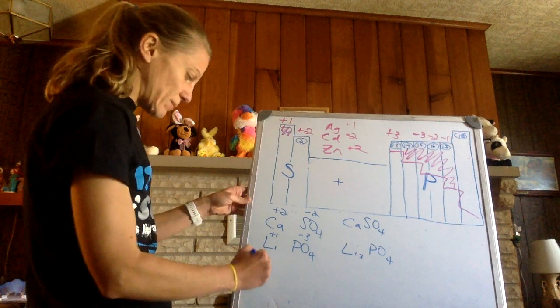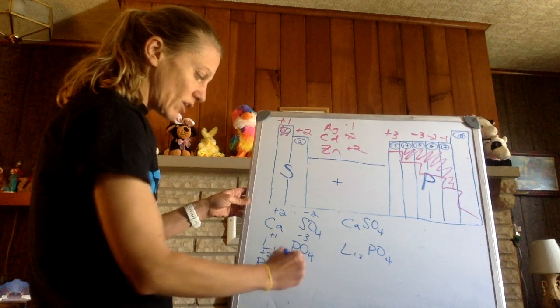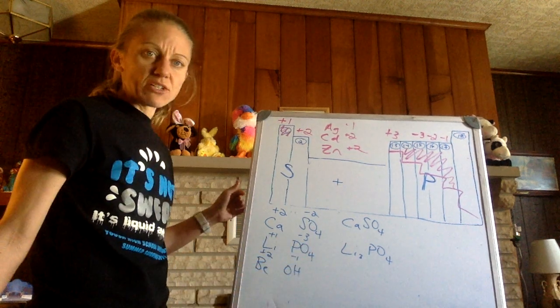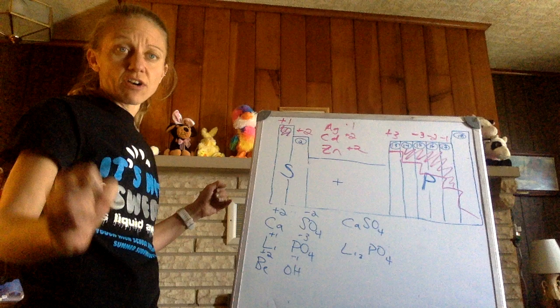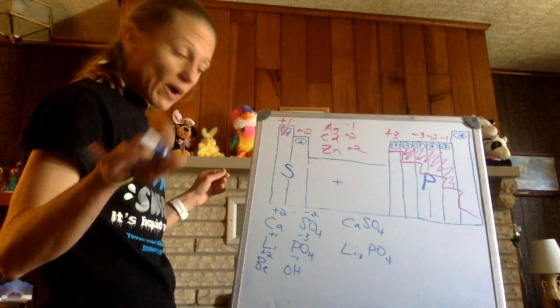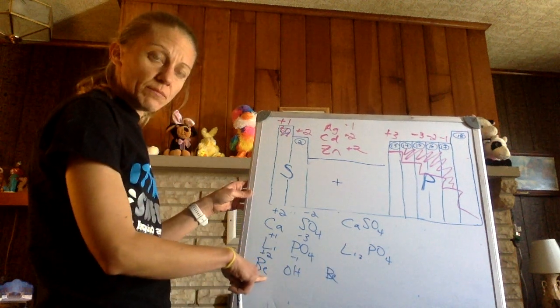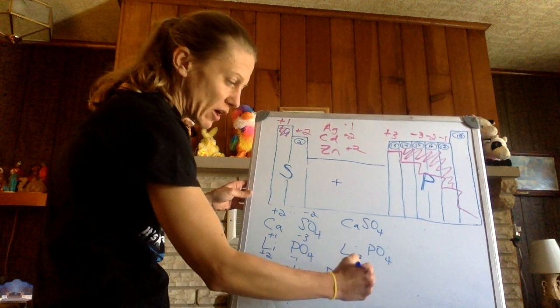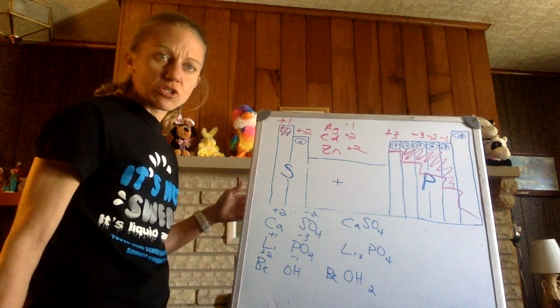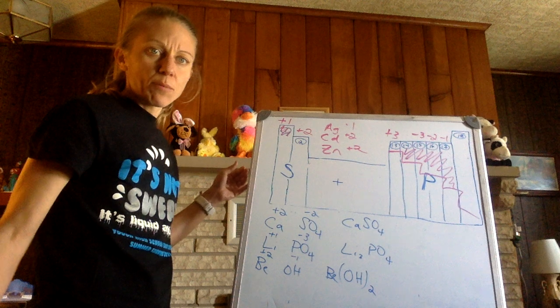Beryllium hydroxide, beryllium group 2, so +2. Hydroxide, -1. Why do I know that? Hydroxide's on my polyatomic ion list. Very good. BeOH, so I want 1 beryllium, and I want 2 OHs. But I can't just do that, because that just says 2 H's. I need parentheses.